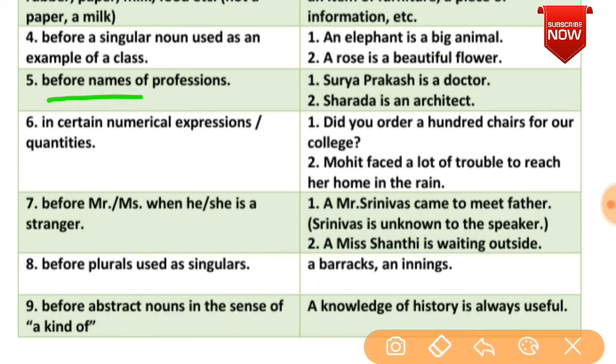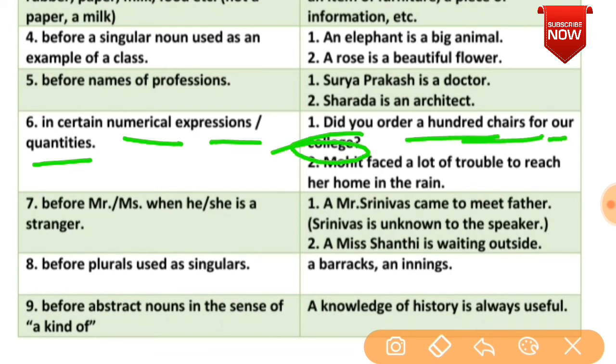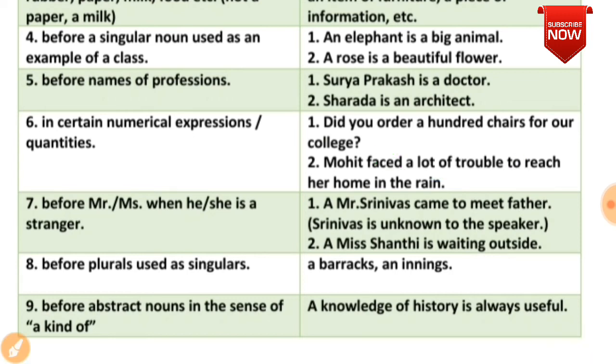Before names of professions, like Surya Prakash is a doctor. Sharda is an architect. Here, the professions. In certain numerical expressions, numbers, quantities: did you order 100 chairs for our college? 100, you can observe here. Second one: Mohit faced a lot of trouble to reach her home in the rain. You can see here, a lot of trouble, quantity.